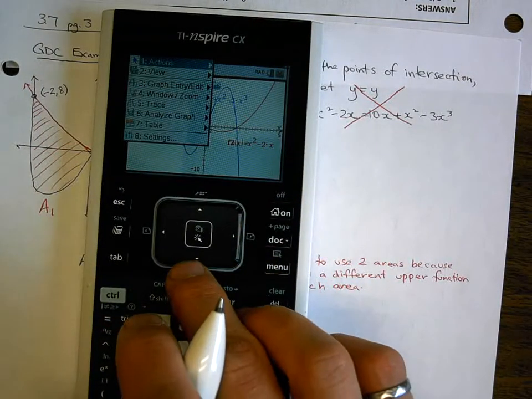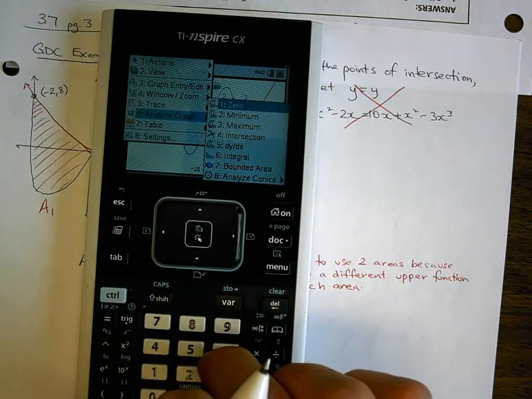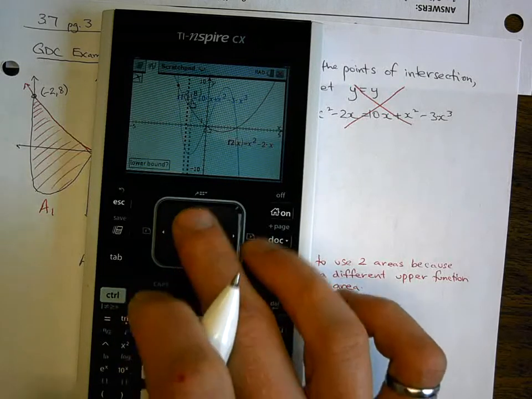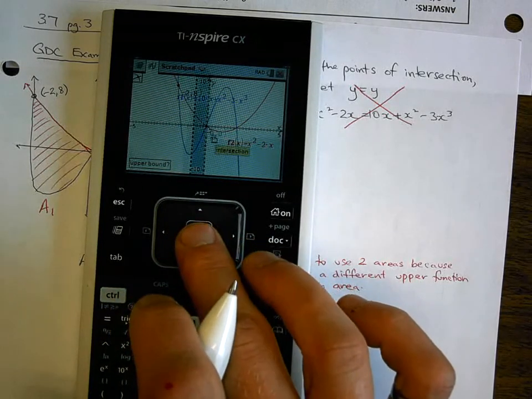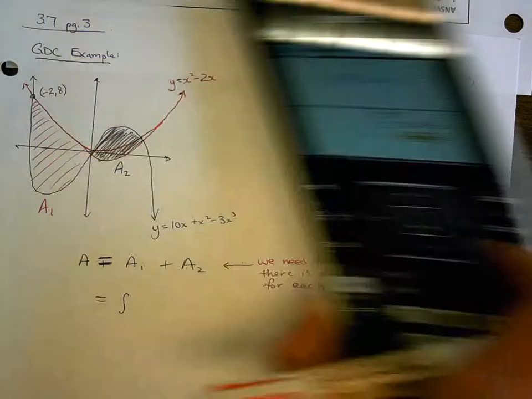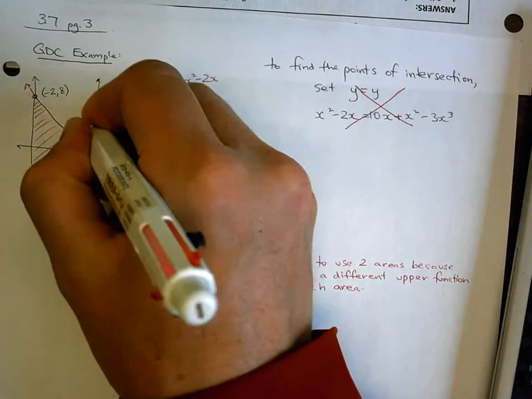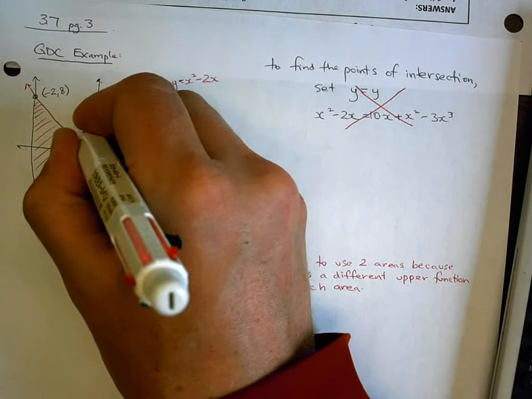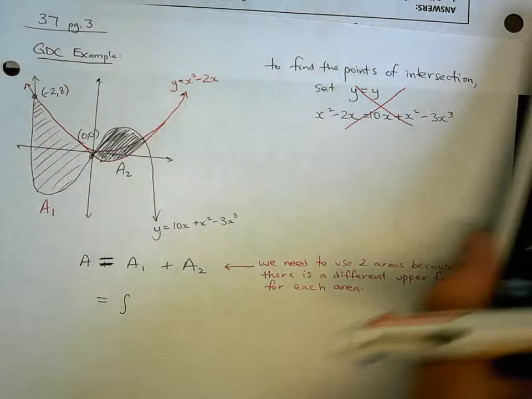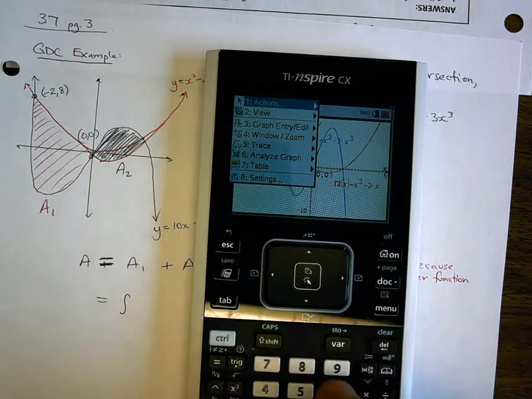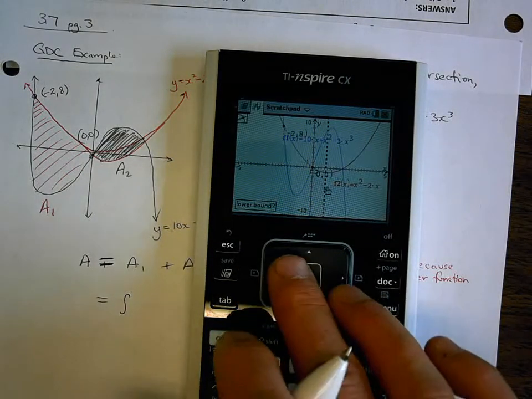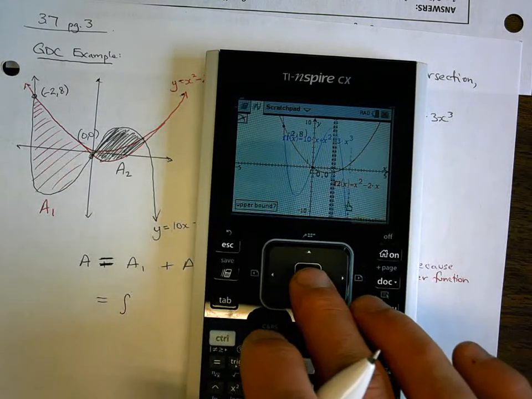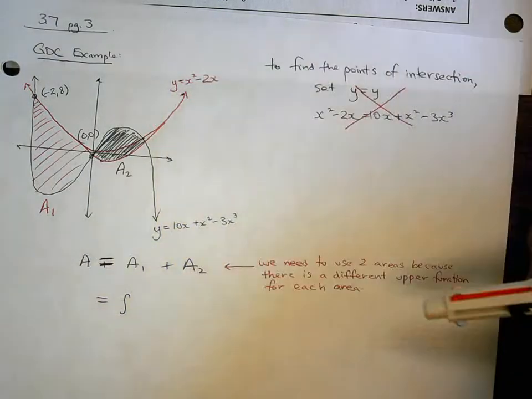Menu 6, Analyze Graph, Intersection 4. Same thing, I'm going to give it a bound. Okay, that one is (0, 0). And finally, Menu 6, Intersection, and that is (2, 0).